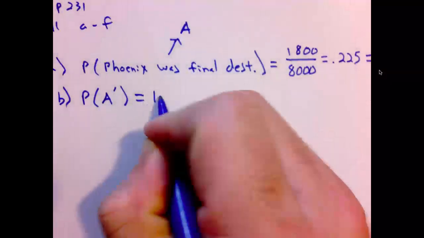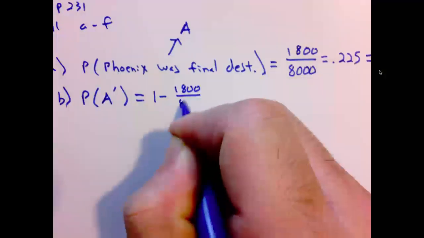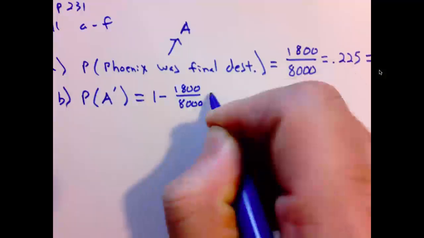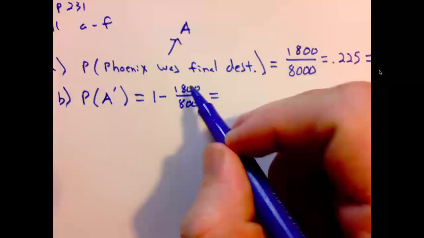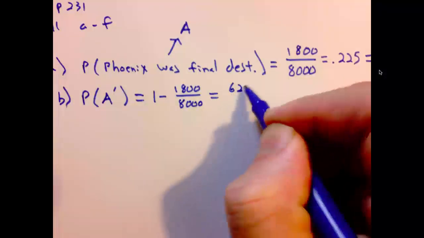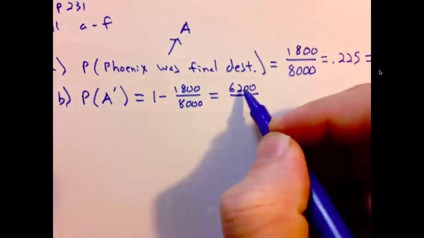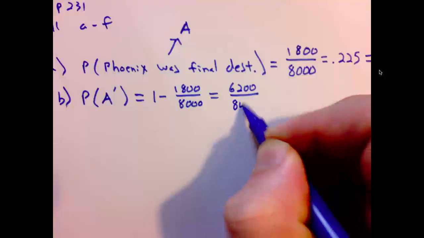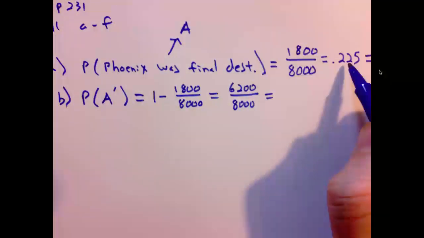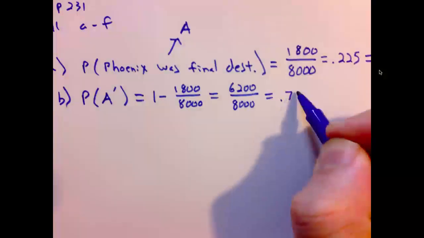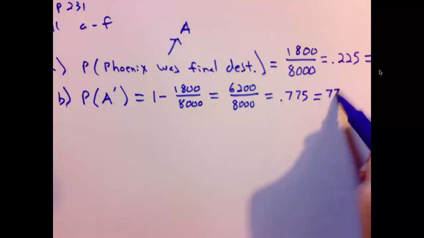So that's 1 minus 1,800 over 8,000. That's the rest of the people. Well, 8,000 minus 1,800 is 6,200. If 1,800 people did something, then 6,200 did not of that 8,000. Expressed as a decimal, it's 1 minus this number, or 0.775, and the equivalent percentage is 77.5%.